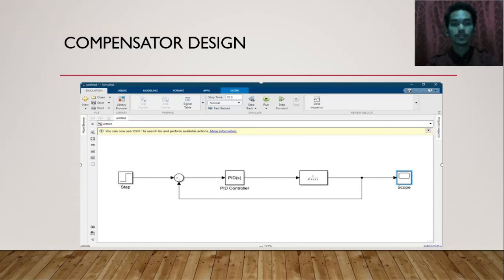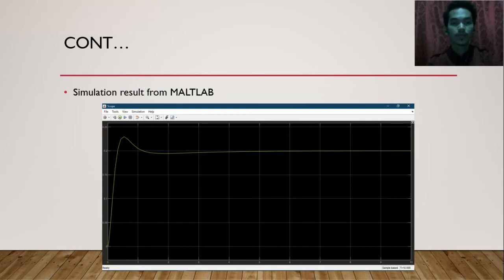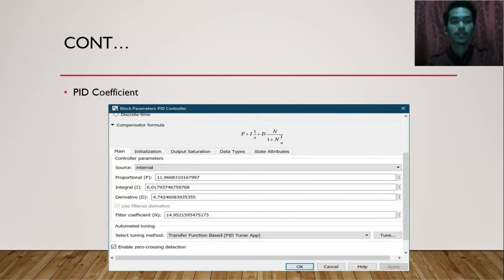For the compensator design, we design the block diagram in MATLAB Simulink, and we install the PID controller into our block diagram. After we tune our block diagram, we achieve zero steady state error with a settling time of 2.75 seconds. Here is one of the simulation results that we obtained from MATLAB after tuning, and here are the PID coefficients that are suitable for our block diagram to achieve zero steady state error. Okay, that's all from me. Thank you.